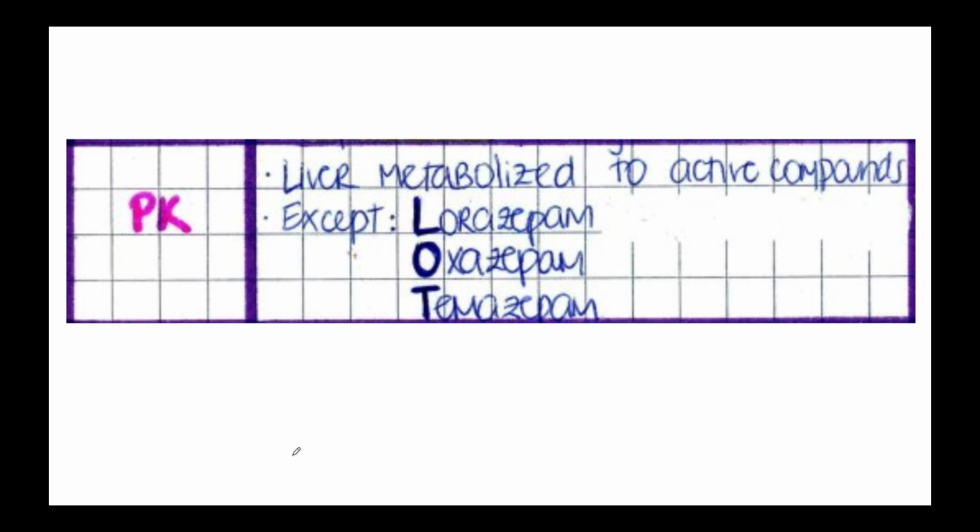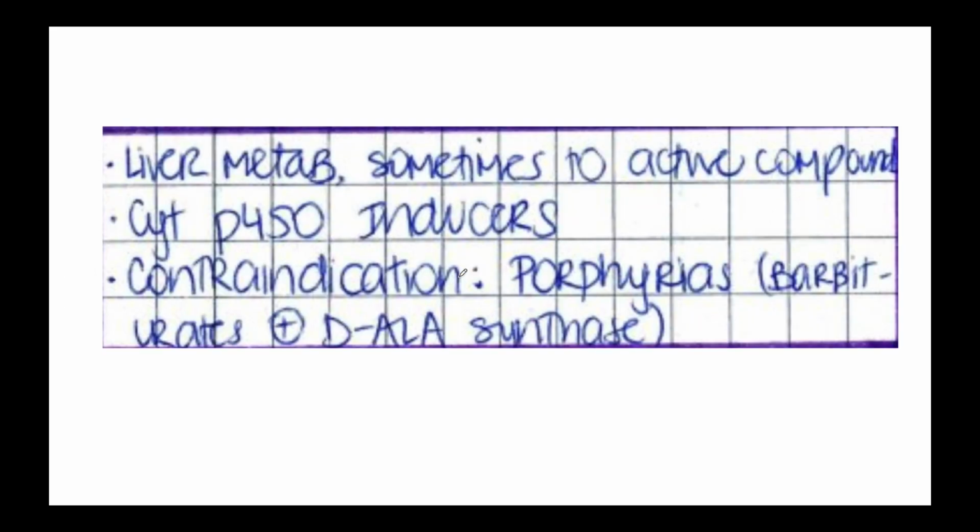Now let's talk a bit about pharmacokinetics. The liver metabolizes the benzodiazepines into their active products. But the exception is lorazepam, oxazepam, temazepam. That's the point you need to remember.